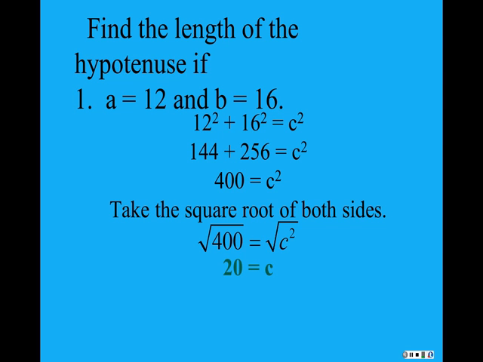Yeah, if they give you the hypotenuse, then you need to subtract instead of add them, because you've already been given the hypotenuse. Okay? You just do it backwards.